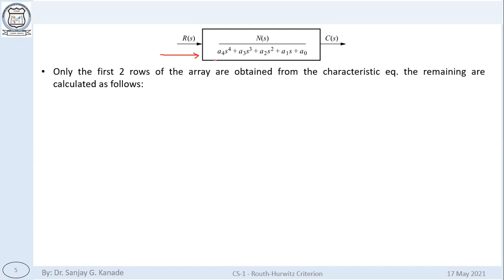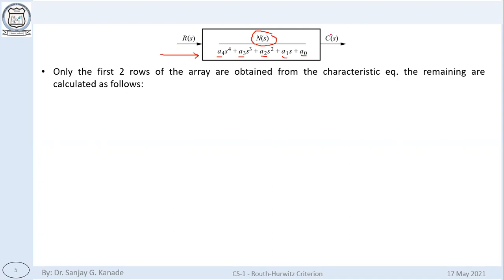The denominator polynomial here is a4 s raised to 4 plus a3 s cube plus a2 s square plus a1 s plus a0. So what are a4, a3, a2, a1, a0? These are all the coefficients of the denominator polynomial. Remember that the numerator polynomial does not play any role in finding out absolute stability. This we have also seen earlier, that only poles are going to determine the stability of the system.